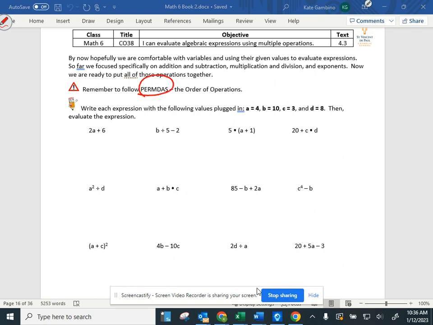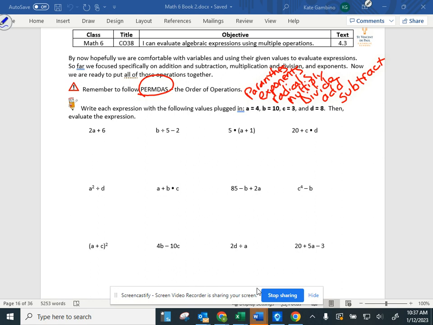What is PERMDAS? Aiden. Parentheses, exponents, radicals, multiply, divide, add, subtract. So we've got parentheses, exponents, radicals, multiply, divide, add, and subtract. So what are the ones that are on the same level, that we do whichever one comes first? So let's refresh our memories.